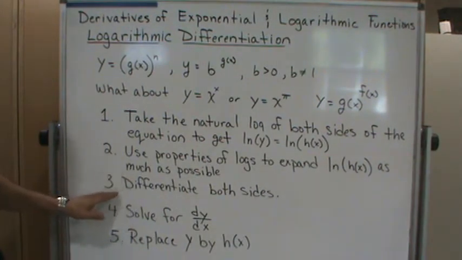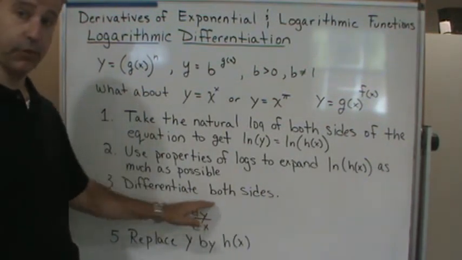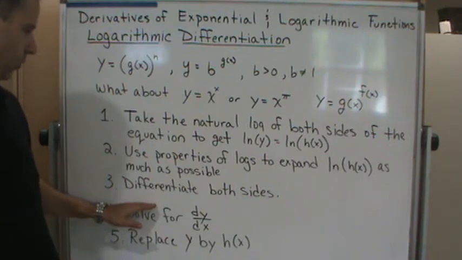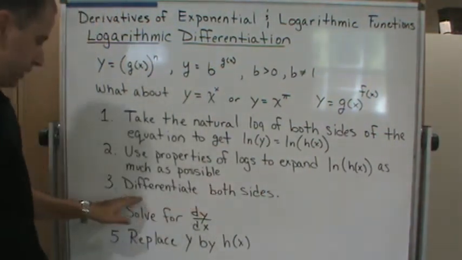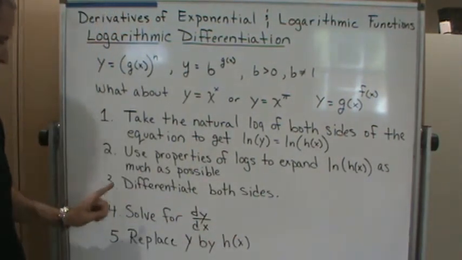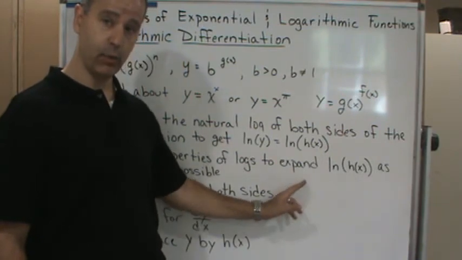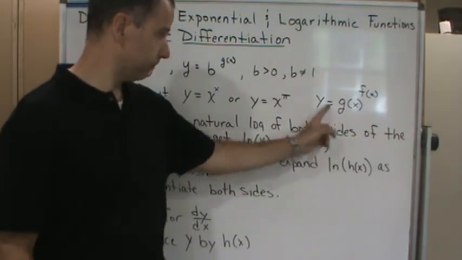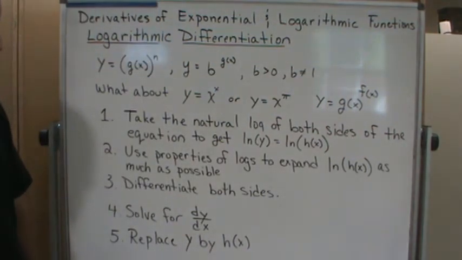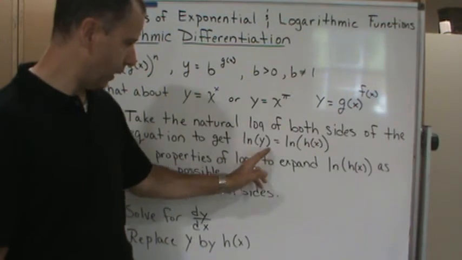Then step 3 is we're going to differentiate both sides. After you expand the one side using the properties of logs, we differentiate both sides of the equation, and that's going to give us 1 over y dy dx on the one side. If we take the derivative of this, we get 1 over y dy dx.